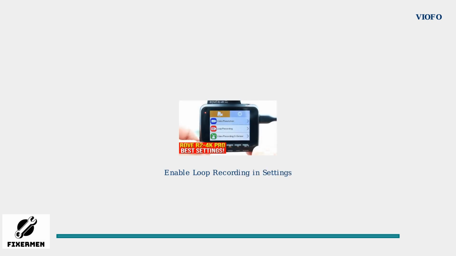To prevent SD card corruption in your Viofo A139, start by enabling loop recording in the camera's settings. This feature automatically overwrites the oldest footage when the card reaches capacity, ensuring continuous recording without interruption. Loop recording prevents the card from filling up completely, which can trigger corruption during high-speed writes. Access this setting through the A139's menu by navigating to Video Recording Options and selecting Loop Recording Mode.